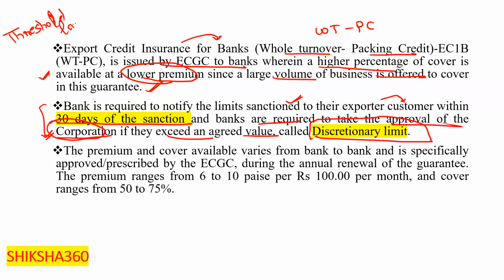Threshold limit. When the amount sanctioned is more than a specific limit, they will need the approval of the corporation. If they exceed an agreed value, that is known as the discretionary limit.